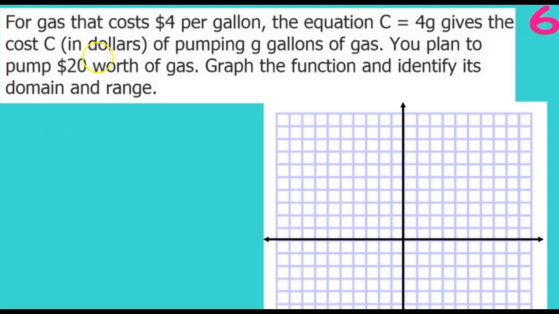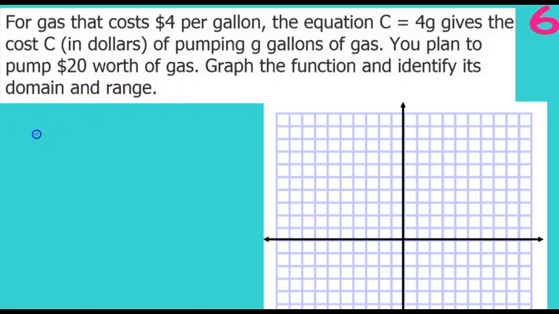Alright, for this one it says, for gas that costs $4 per gallon, the equation C equals 4G gives the cost C in dollars of pumping G gallons of gas. You plan to pump $20 worth of gas. Graph the function and identify its domain and range.